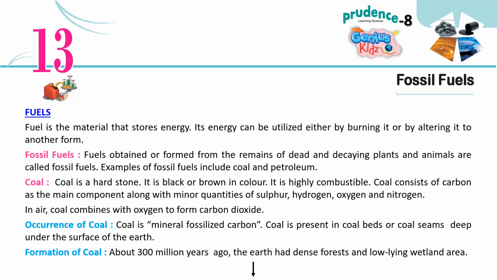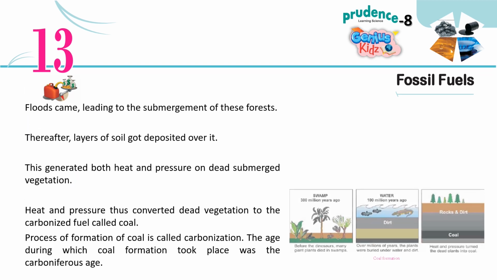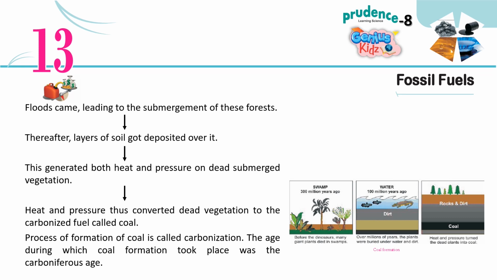Formation of coal. About 300 million years ago, the earth had dense forests and low-lying wetland areas. Floods came, leading to the submergence of these forests. Thereafter, layers of soil got deposited over it. This generated both heat and pressure on dead submerged vegetation. Heat and pressure thus converted dead vegetation to the carbonized fuel called coal. The process of formation of coal is called carbonization. The age during which coal formation took place was the Carboniferous age.